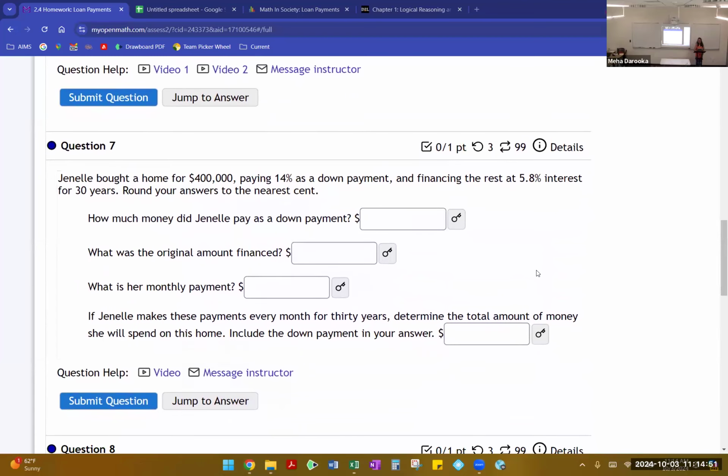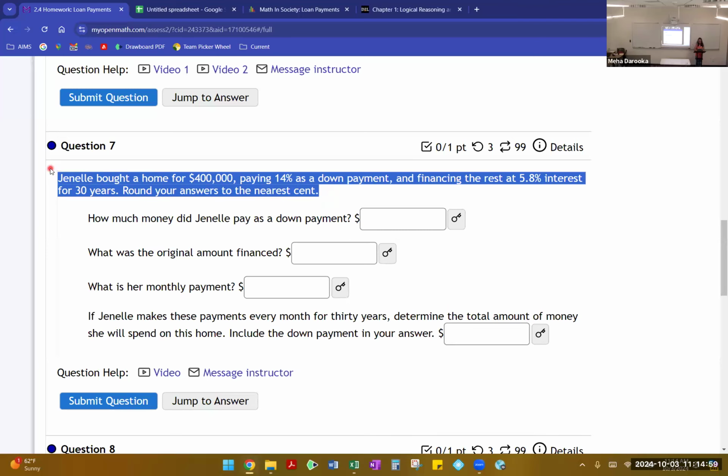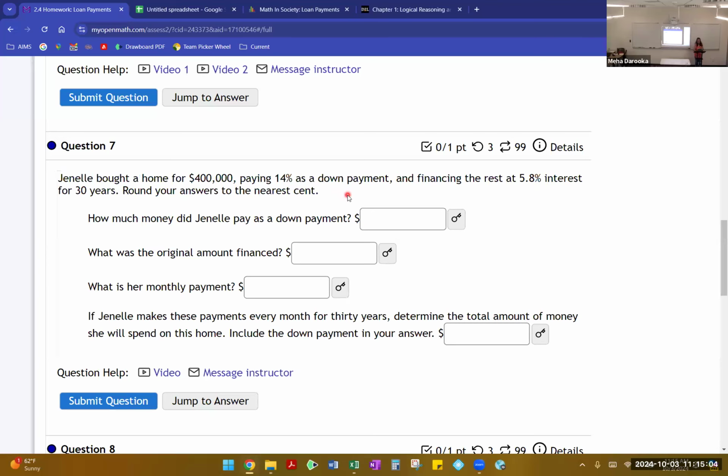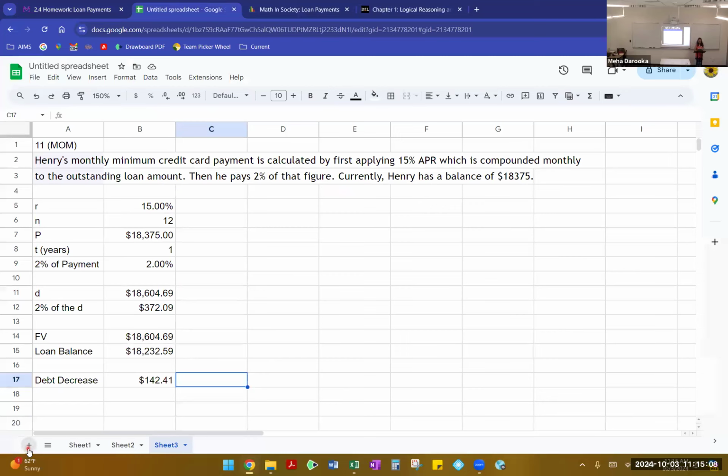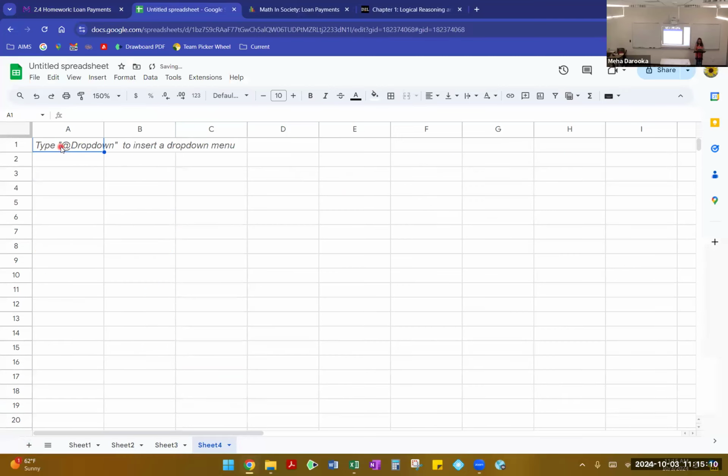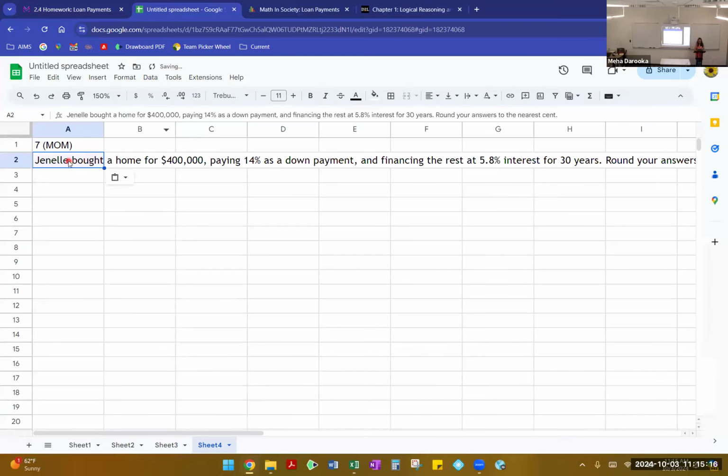This one is talking about Janelle, who bought a home for $400,000, paying 14% as a down payment. Financing the rest at 5.8% interest for 30 years, round answers to nearest cent. Okay, so let's do number 7. Janelle bought a home financing for 30 years.